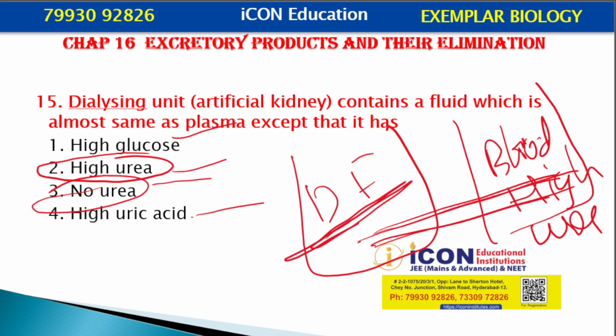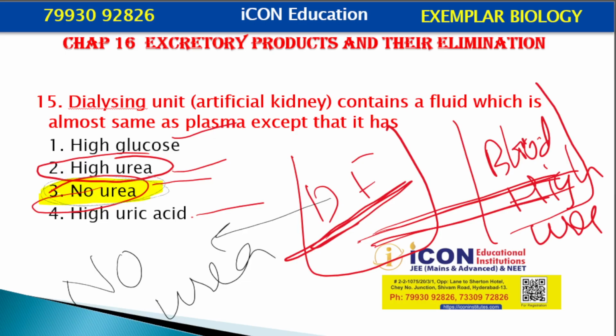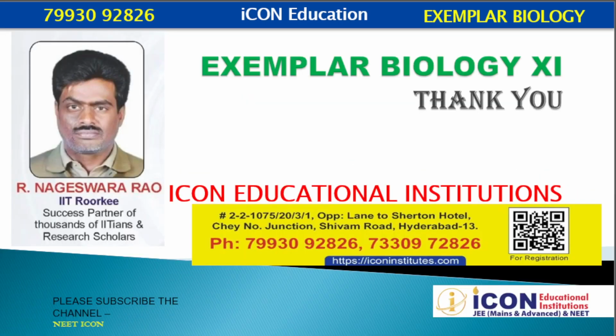So in that way we can say our answer is no urea. I will write it here to avoid confusion: dialyzing fluid should not have urea. That only way it can attract the urea from the patient's blood at the time of hemodialysis. So that's it. Exemplar biology, excretory products and their elimination is over. Thank you.